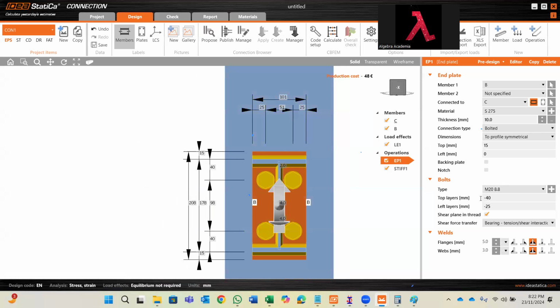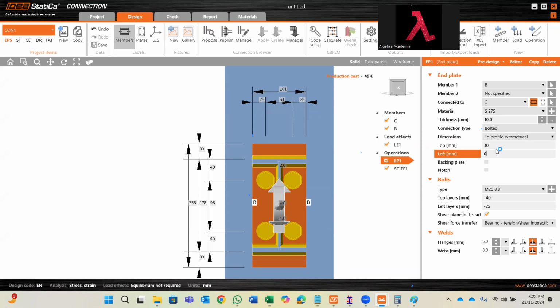So what I'm going to do, I'll increase the edge distance to 40 millimeters. Okay, and here also from the web it is very close, right? So in order to tighten this bolt, I'll keep it at 40 millimeters or minimum 30 millimeters. So 30 plus 30, which is 60. So instead of 51, I'll change it to 60 millimeters.